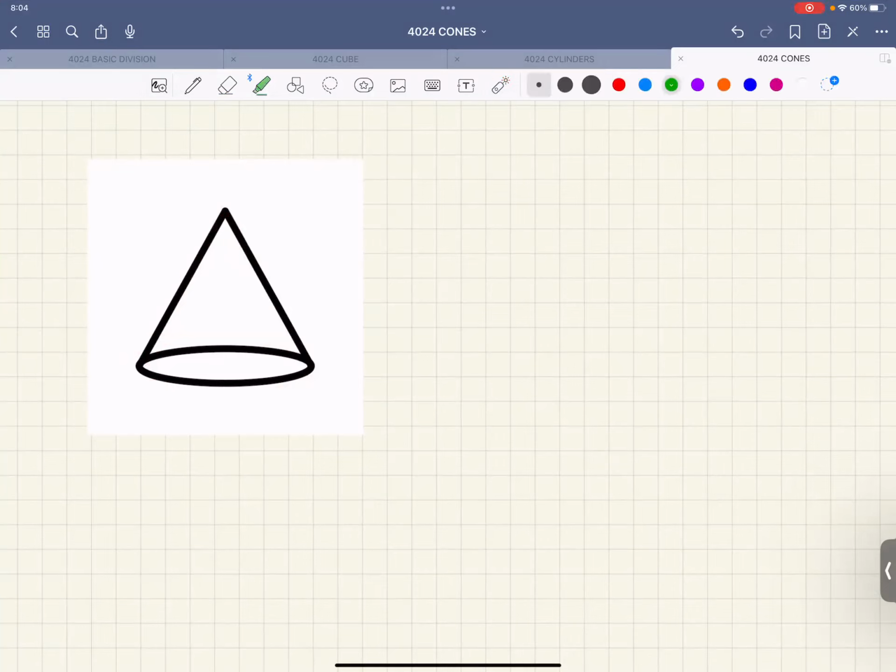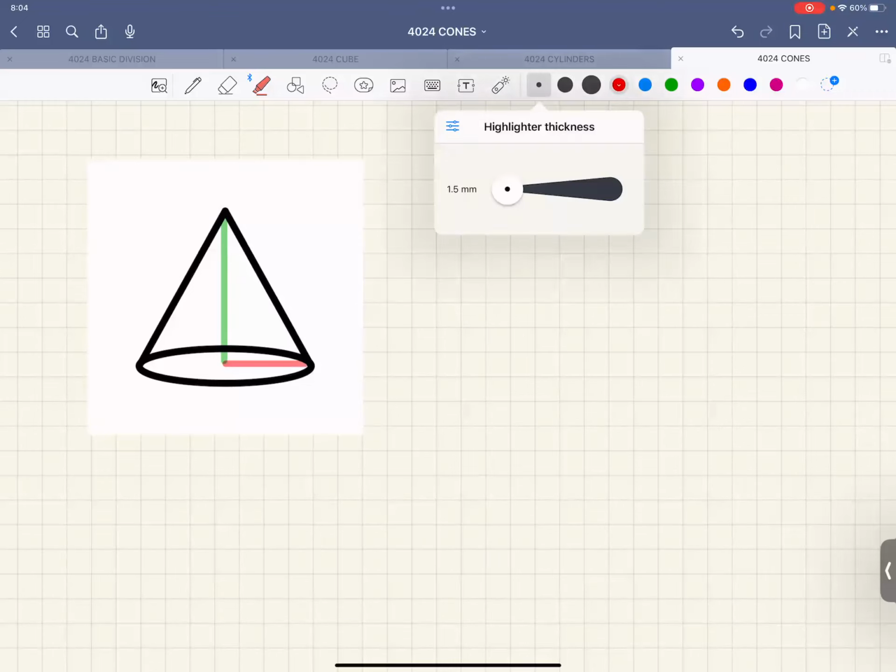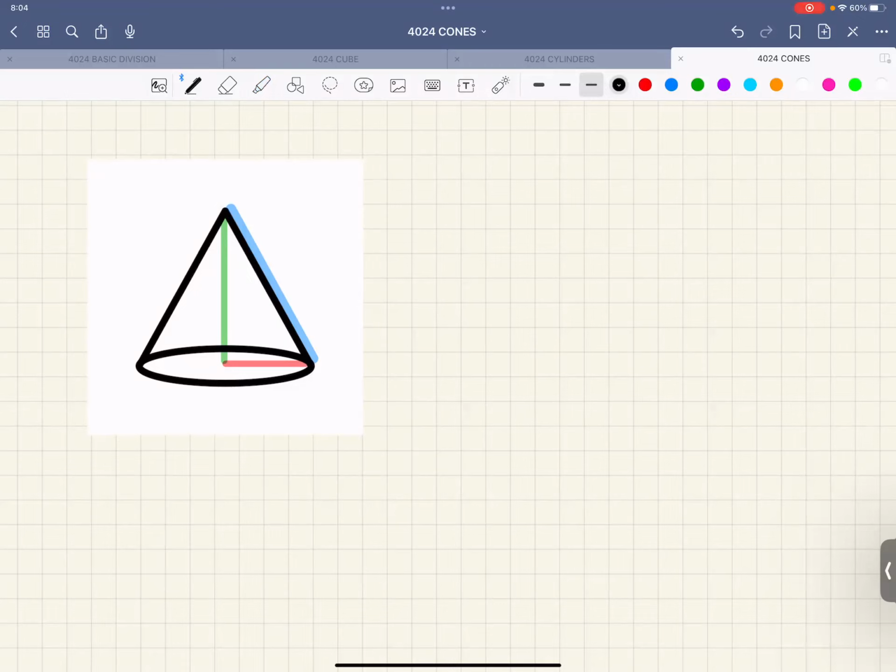Now, first of all, let me draw a few lines. Let me draw a vertical line like this. Let me draw a horizontal line like this. And let me just thicken one of the sides in blue color. That is the third side. Now, first of all, this green line, that is the perpendicular height. Let me draw a perpendicular over here. The red line, that is the radius of the circular base. This blue line is the slant height.